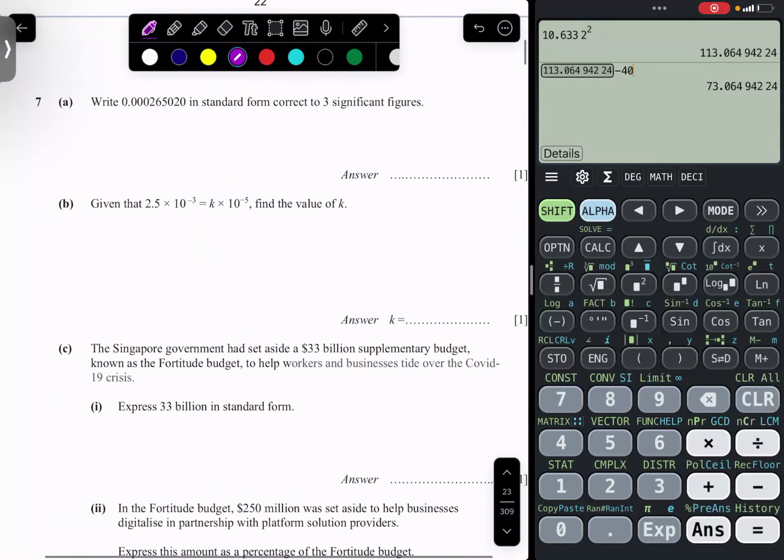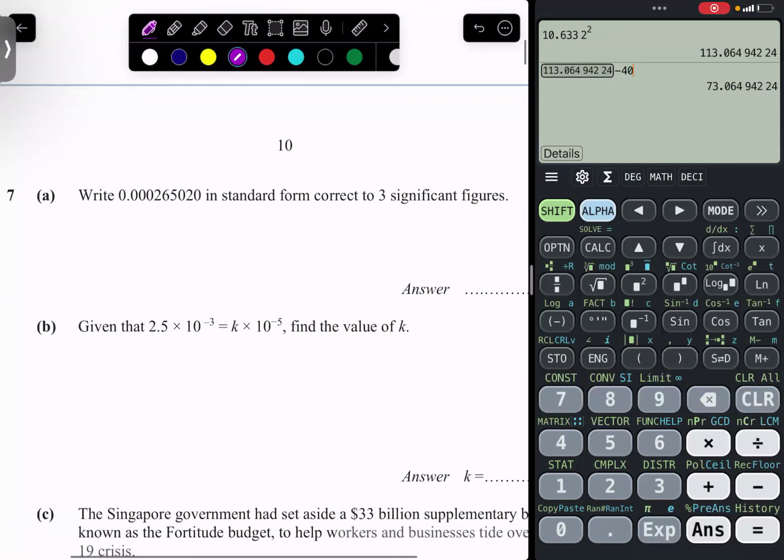7A. Write down this in standard form, corrected to 3 SF. Now, standard form means that you want to express it as a multiplied by 10 to the power of n. All right, that is the logic.